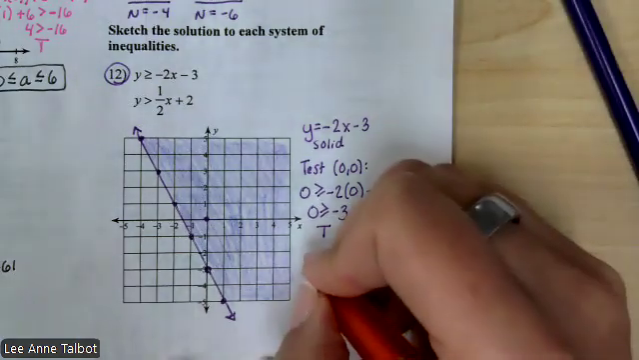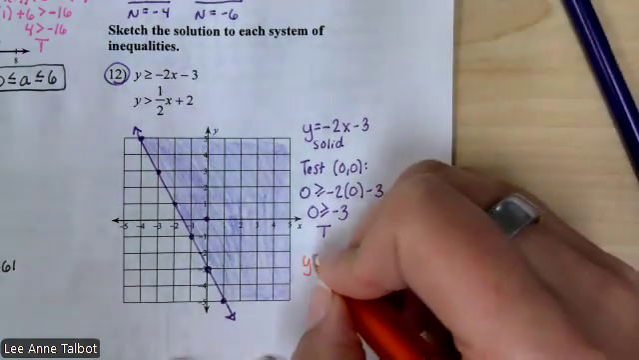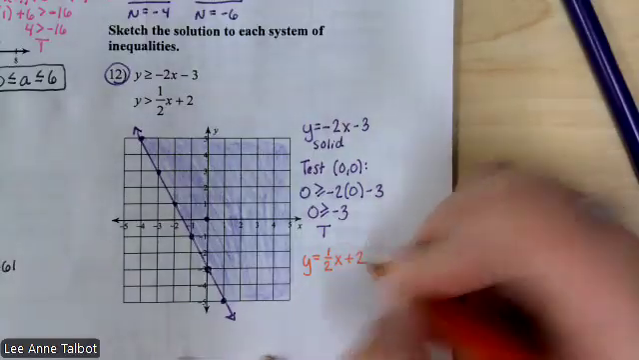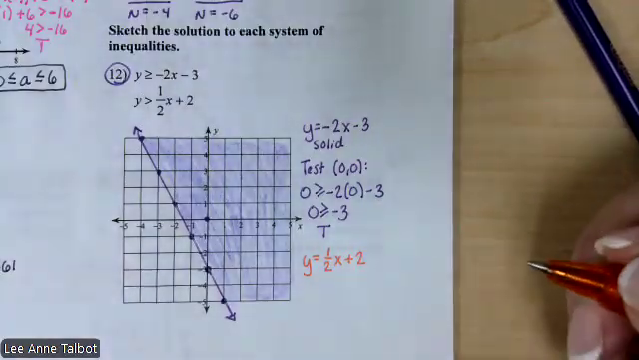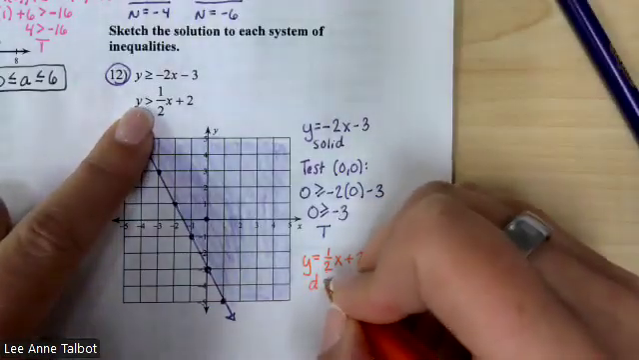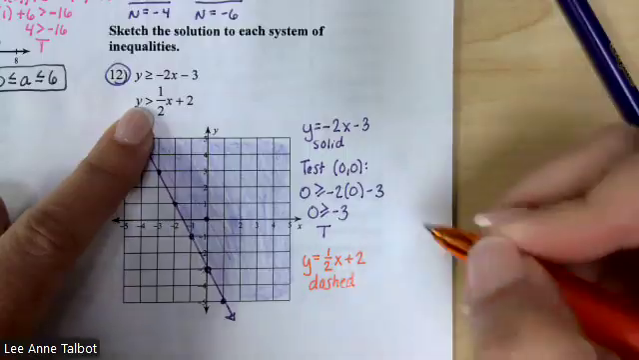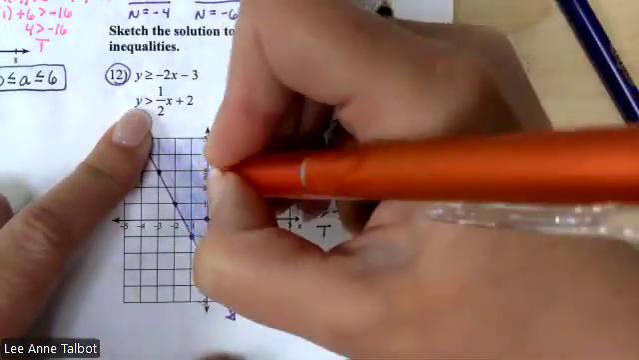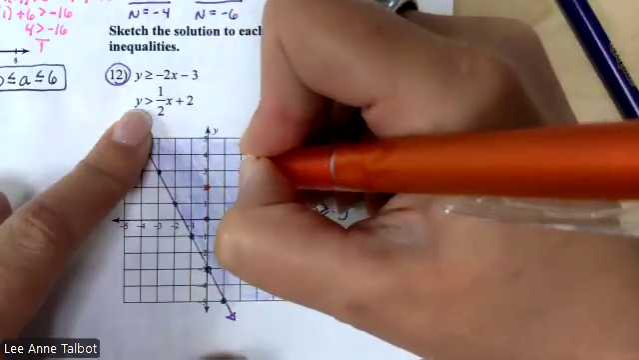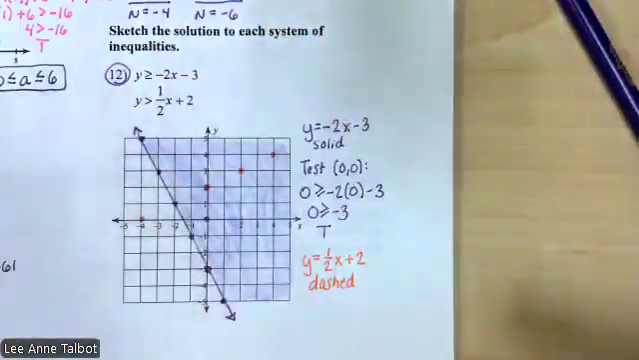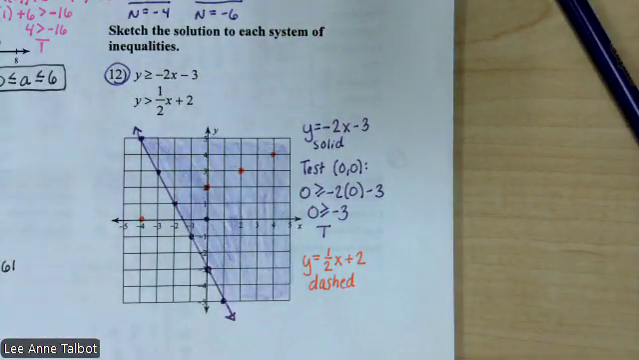Okay. y equals 1/2 x plus 2. And this one does not have the or equal to on it, so that's dashed. Up 2. And then the slope is 1/2, so up 1 over 2. Remember to dash it.